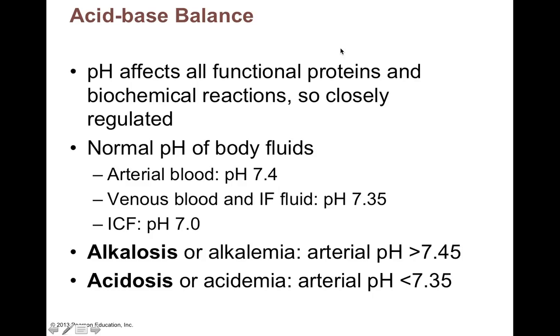So the normal pH of your body fluids would be things like 7.4 in most of your arteries. But you guys see that the pH is slightly lower in your veins. How would that make sense? Why would venous blood be slightly more acidic than arterial blood? What's in venous blood that's going to make it more acidic?